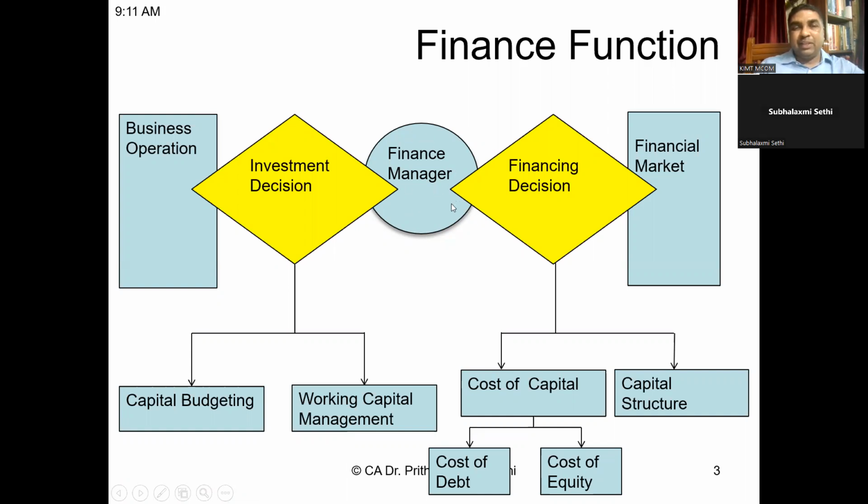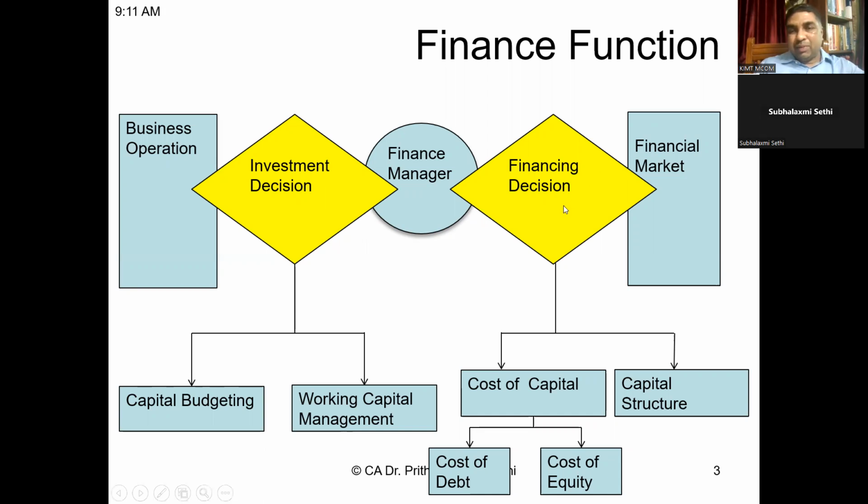Finance manager takes various types of decisions. As you have studied earlier, three decisions are important: investment decision, financing decision, and finally dividend decision, that is, how the money will be distributed. But here we are seeing two types of decisions. One is investment decision. The finance manager decides where to make investment, what assets are to be bought.